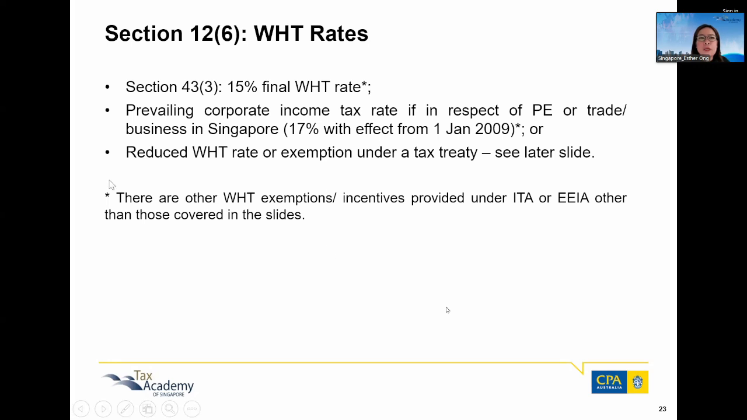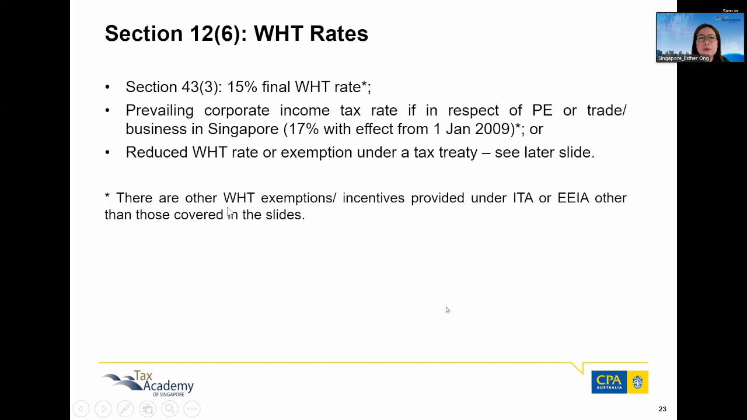And so the withholding tax rate under domestic law will be 15% final, or in the second scenario that I explained just now, based on the prevailing corporate tax rate, if there is a PE or trade in Singapore and the non-resident files a return to claim deduction. And there is also a third category, which is that the withholding tax rate in the first two scenarios can actually be further reduced or exempted under a double tax agreement that Singapore has with its treaty partners, which I'll cover later on.